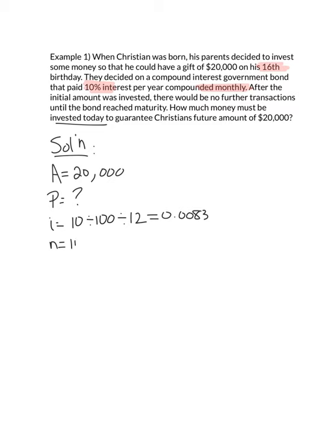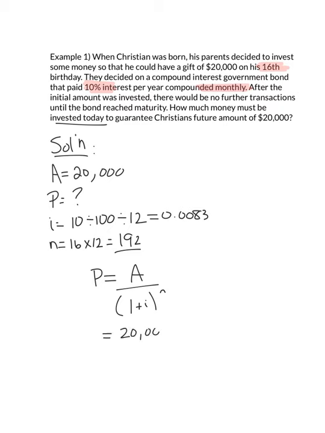So 16 times that magic number, 16 times 12. If we think about this, his interest is compounding every month for 16 years, which is where the 192 comes from. It's compounding 192 times. So I'm going to go ahead and plug this into my formula, A over 1 plus i to the power of n.